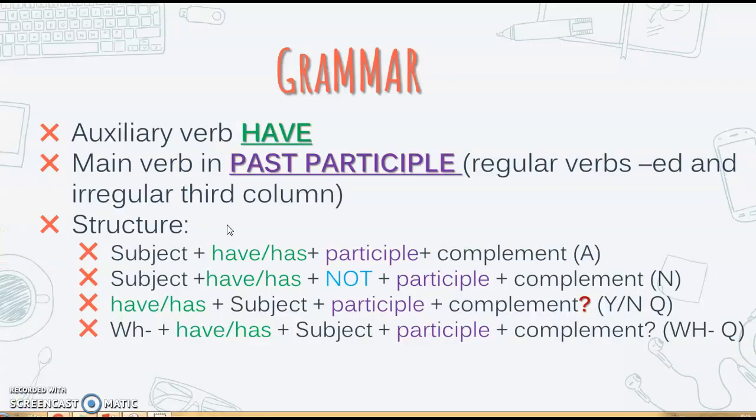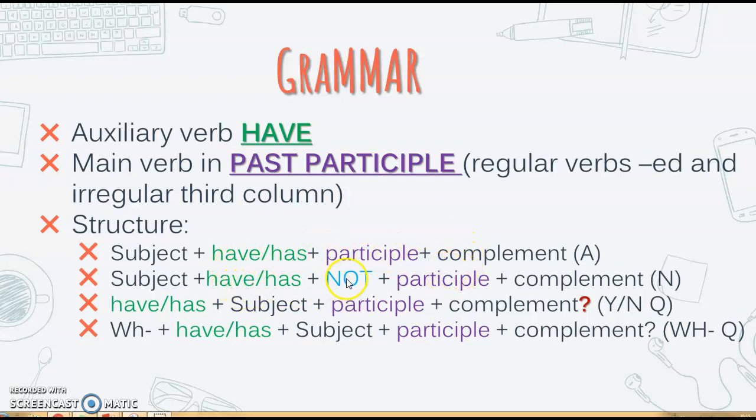The first thing that we need to take into account to use present perfect is the auxiliary verb have. Yes, in this case we are going to use have. Then our main verb is in past participle. The structure is the same as the previous topics that we have seen. Subject, have or has, the participle and the complement.